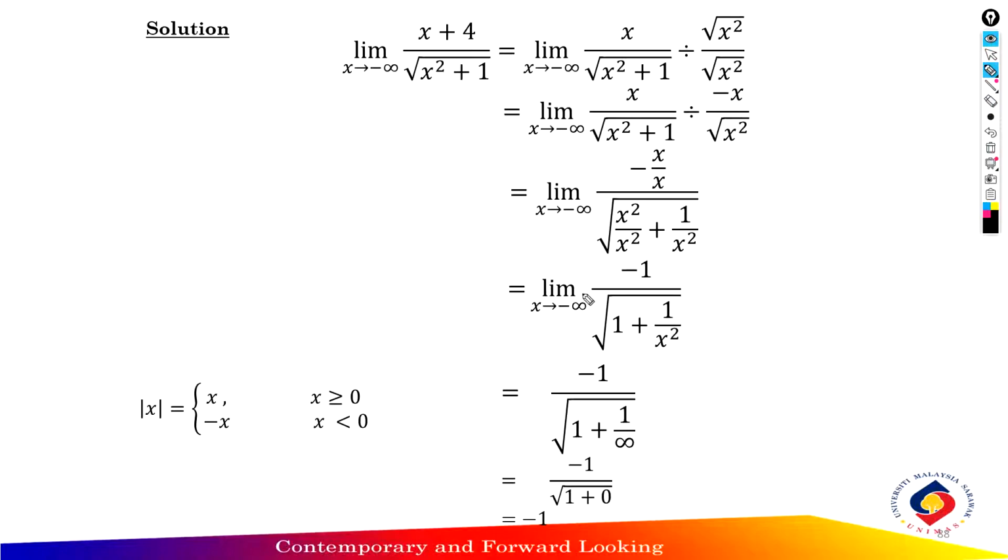Okay, so here the limit as x approaches negative infinity of negative 1 over √(1 + 1/x²). Substitute infinity into the function, so this equals negative infinity, with the power of 2 here. So negative 1 over √(1 + 0). And the answer here: the limit as x approaches negative infinity equals negative 1.